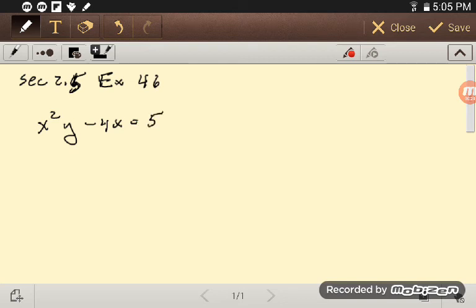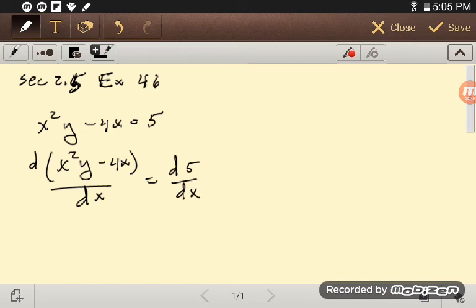Now in this case I could solve for y and find that second derivative, and you could always check it that way. But here, if we use our implicit differentiation, we first find y prime. So we get the derivative of x squared y minus 4x, all with respect to x, equals the derivative of 5 with respect to x.